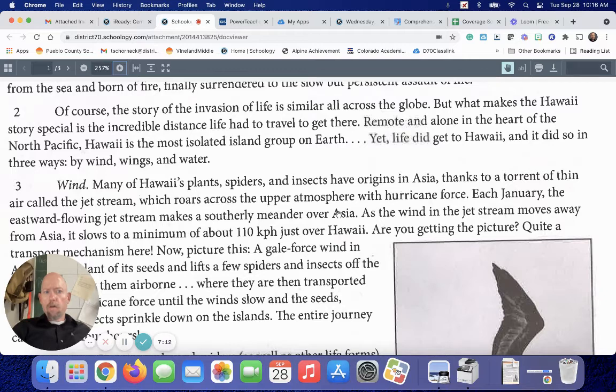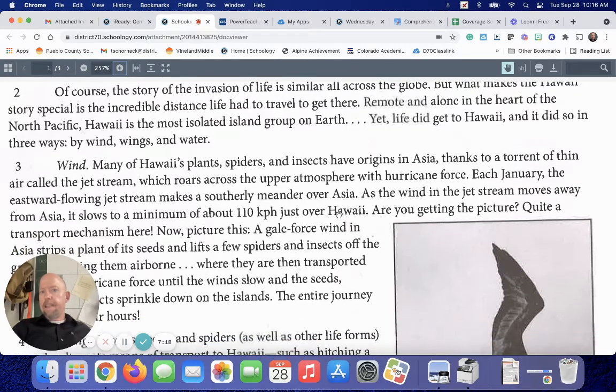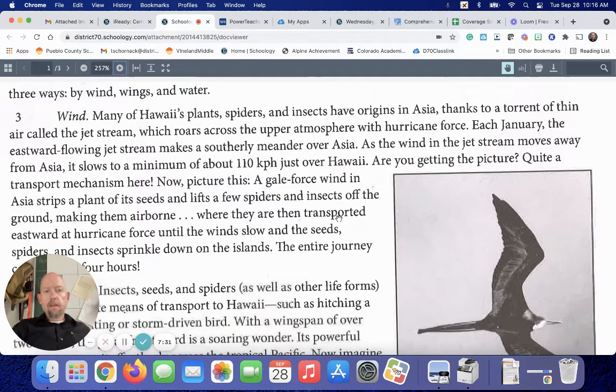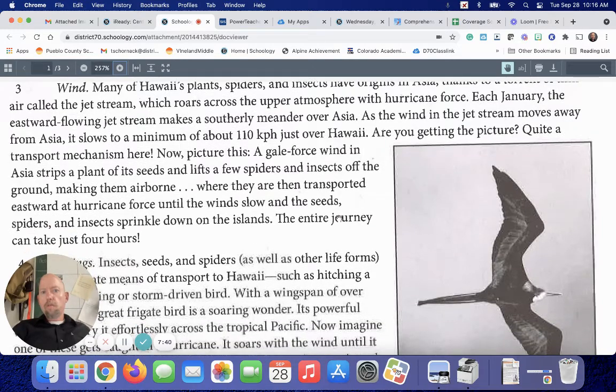Remote and alone in the heart of the northern Pacific, Hawaii is the most isolated island group on Earth. Yet life did get to Hawaii, and it did so in 3 ways: by wind, wings, and water. Wind. Many of Hawaii's plants, spiders, and insects have origins in Asia thanks to a torrent of thin air called the jet stream, which roars across the upper atmosphere with hurricane force.